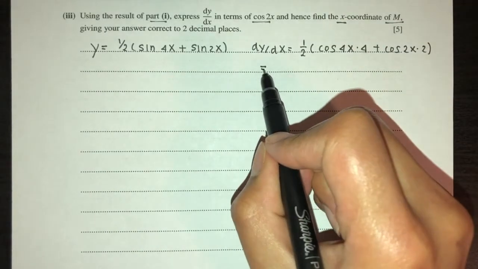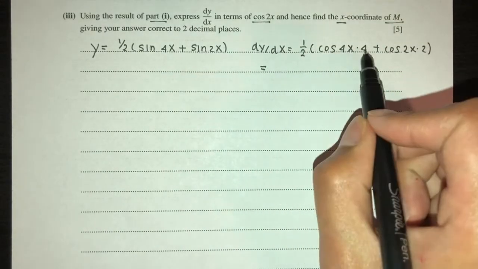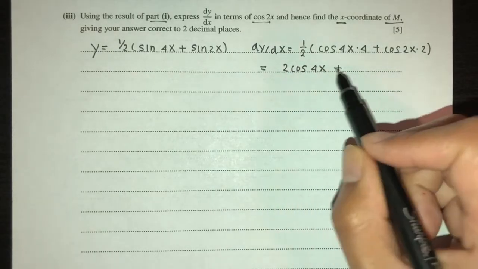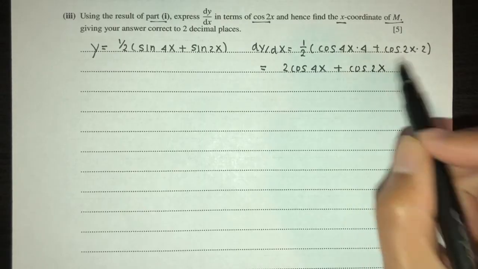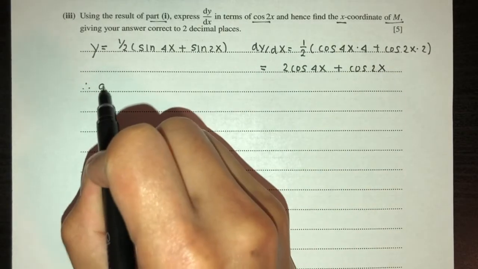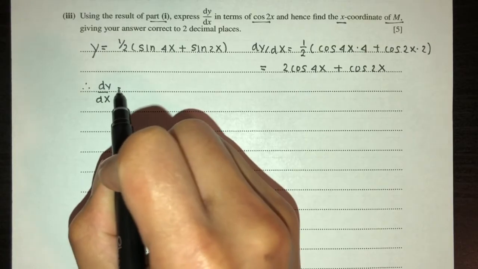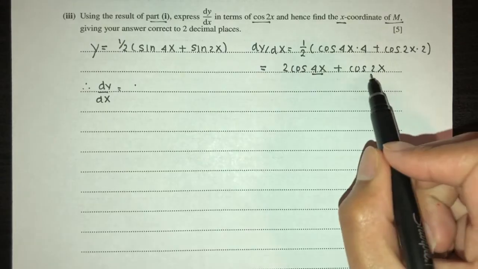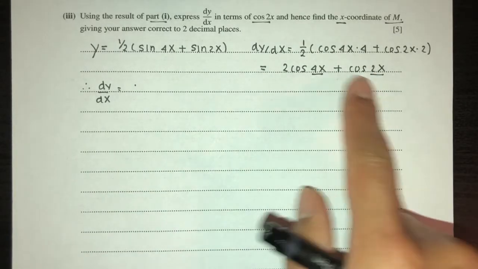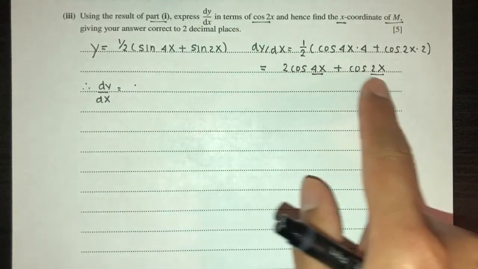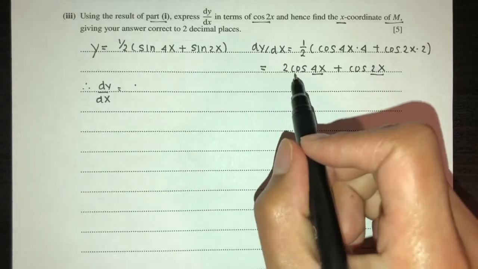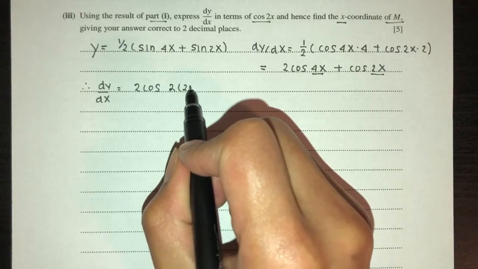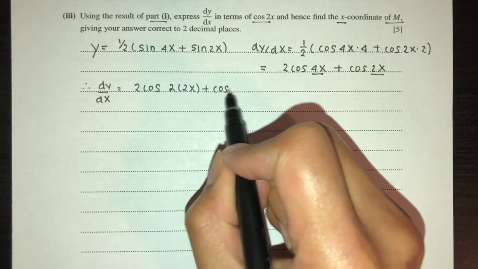Now we have to simplify. Bring this half in, so half times 4 will be 2 cos 4x plus 1 cos 2x. Now if you observe, we have dy by dx equal to, so here the angles are different. We have 4x and 2x. The question says we have to express in terms of cos 2x. This is okay, but this is not okay. So we can rewrite this as 2 cos of 2 times 2x plus cos of 2x.